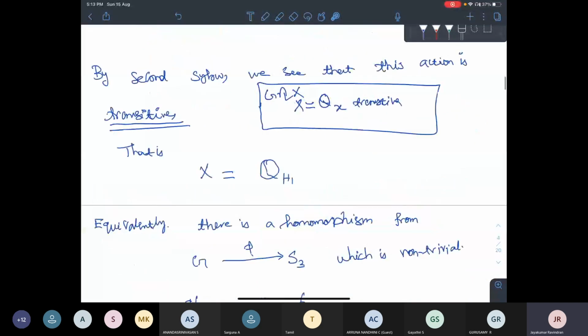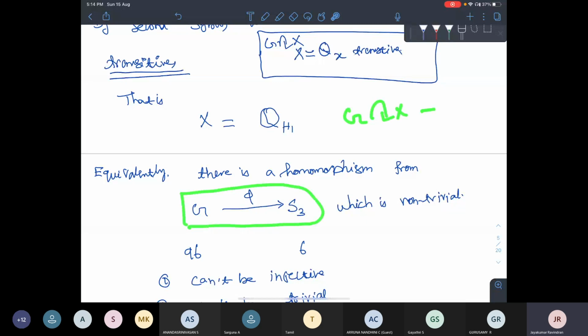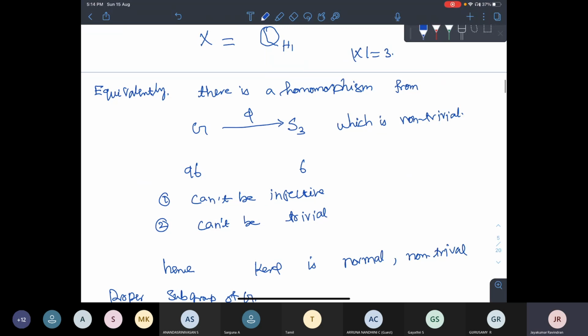Okay, now let's see. Whenever you have a group action, you have something equivalent and very nice, right? Giving a group action on X is equivalent to giving a homomorphism from G to S_X. In our case, the cardinality of X is 3, so there is a homomorphism from G to S3. And you see, G has order 96, while S3 has only 6.